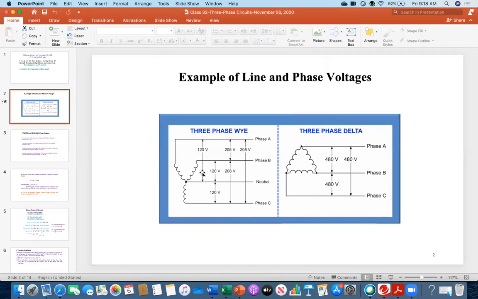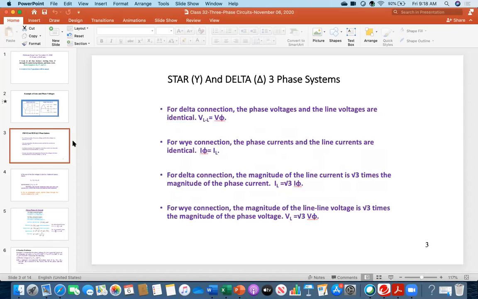for your convenience, I have prepared this one. So everybody see, that is the conclusion. For delta connection, the phase voltage and line voltage are identical. This means VLL, line to line voltage, equals V phase, phi symbol. For Y connection, the phase currents and line currents are identical, the same. This means you can say IL equals I phase.